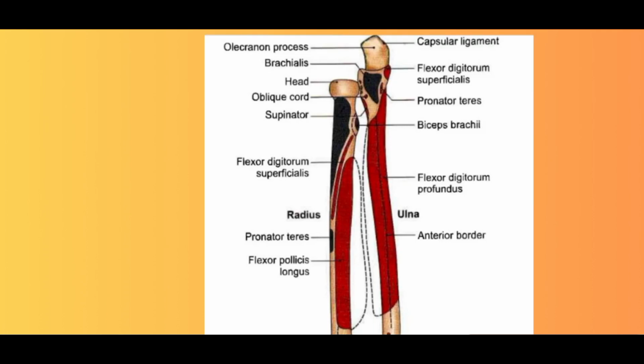Today we are going to study the attachments of the radial bone. So this is the radius bone and we are going to see the muscles attached to it.